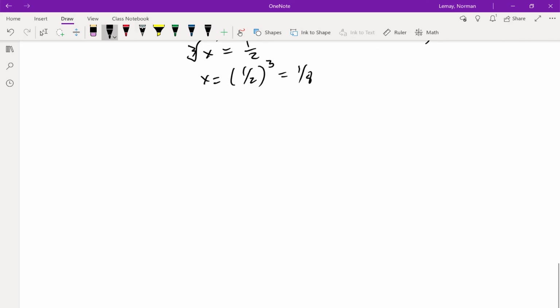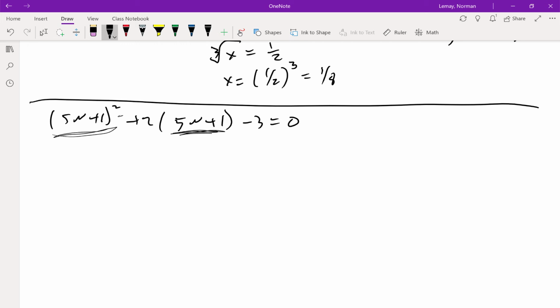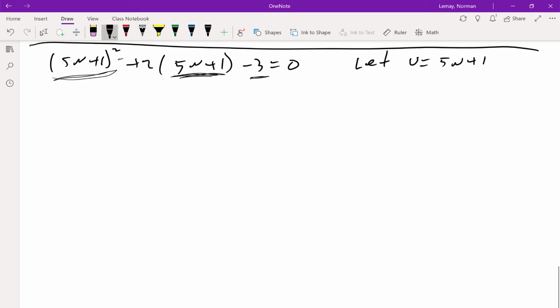All right, so let's go to another flavor that is quadratic in form, and that is (5n plus 1) squared plus 2(5n plus 1) minus 3 equals 0. So again, we can observe that we have something squared, we have that linear form of something, and we have our constant. So this appears to be a trinomial that is quadratic in nature. So again, let u equal 5n plus 1. When I make the substitution, we get u squared plus 2u minus 3 equals 0.